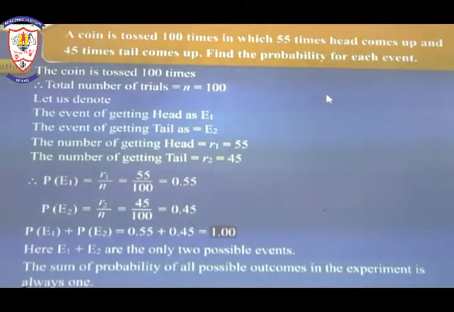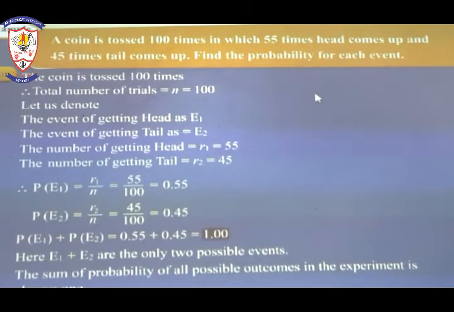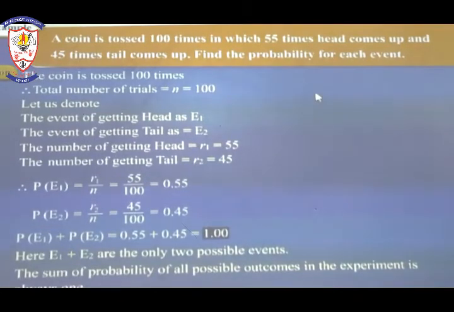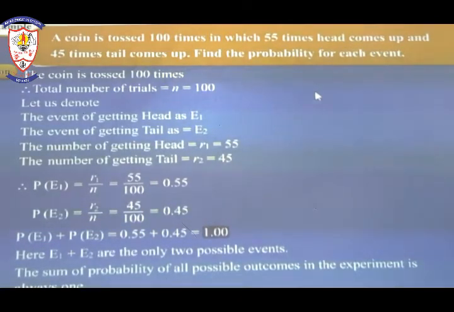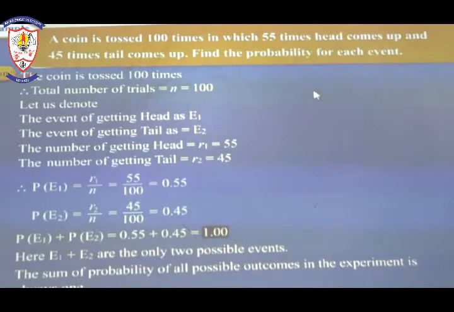Now students, we will come to the example. A coin is tossed 100 times, in which 55 times heads comes up and 45 times tails comes up. Find the probability for each event. So we will move to the solution part. It is given that the coin is tossed 100 times. It means that the total number of trials, which we represent by small n, is equal to 100.